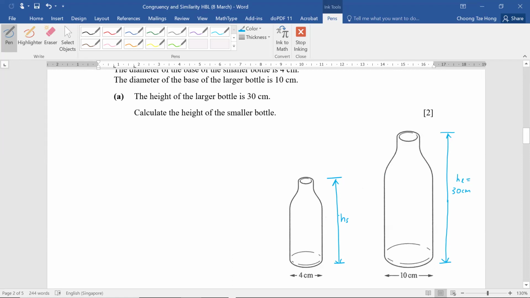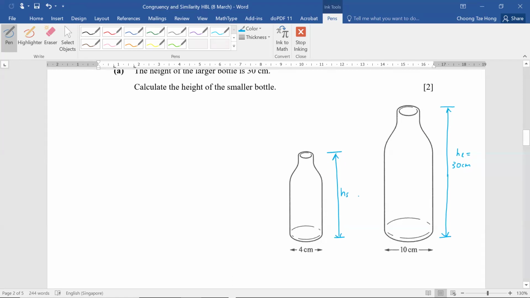Over here we need to ask ourselves, what is the relationship between the ratio of the heights of the bottles and the ratio of the diameters of the bottles? Because the diameter of the bottle is the info that was given to us initially. The diameter of the small bottle is 4 cm. The diameter of the larger bottle is 10 cm. To answer this question, all you need to do is to look at the quantities that we are dealing with.